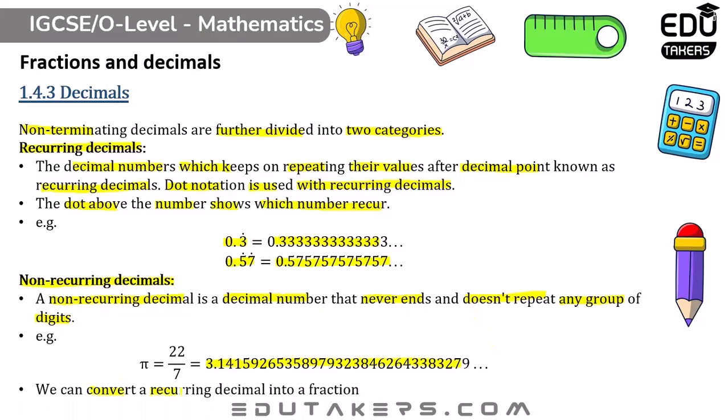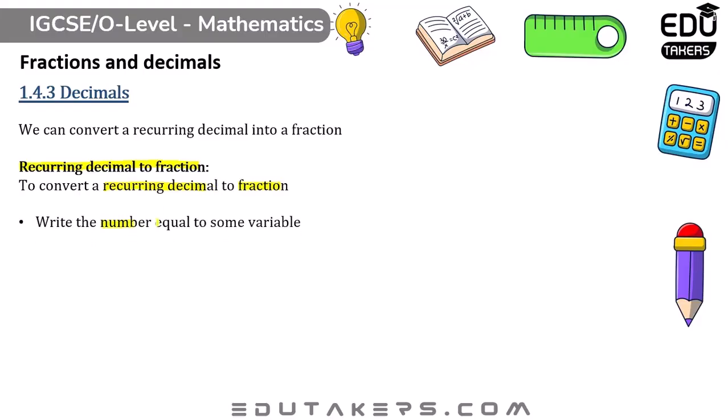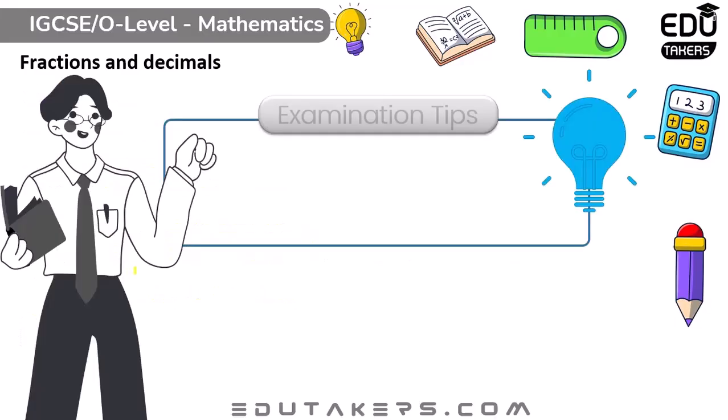We can convert our recurring decimal into a fraction. Now, recurring decimal to fraction. To convert a recurring decimal to fraction, write the number equal to some variable. Use some repeats of the recurring decimal here. Keep multiplying the equation by 10 until both equations have the same recurring decimal. Then subtract the lesser equation from the bigger and then simplify.